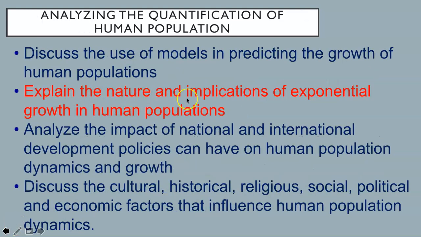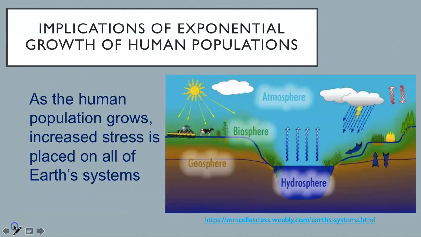Let's explain the nature and implications of exponential growth in human population. Quite simply, as the human population grows, increased stress is placed on all of Earth's systems. Can you try to understand how the atmosphere could be affected or stressed by increased human population? Or the biosphere, geosphere, and hydrosphere? How are all of these stressed by increased population?